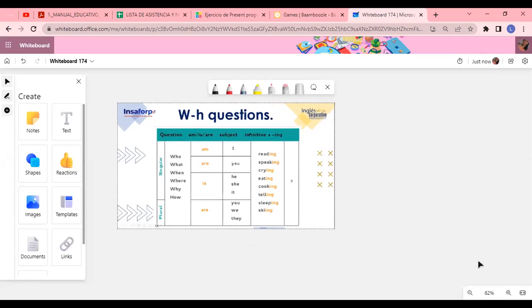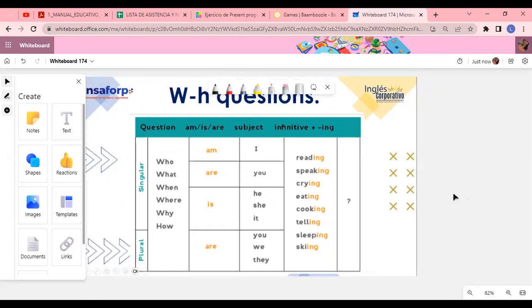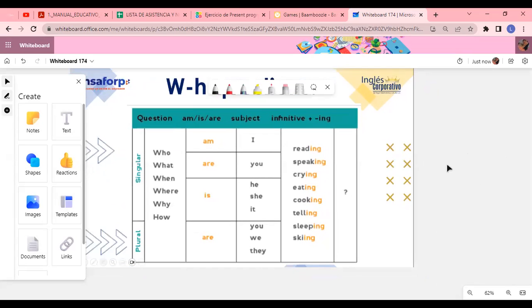So here we have the WH questions. I want you to create 3 for your classmates. Intentemos crear 3, please. I'm going to give you 3 minutes. When you finish, please send them on WhatsApp so I can send you feedback. Remember, it's important to practice. So let's go and check.